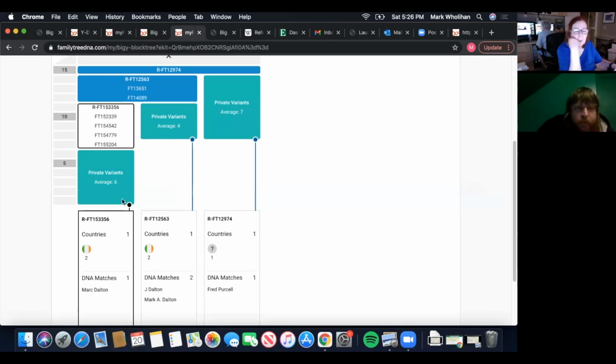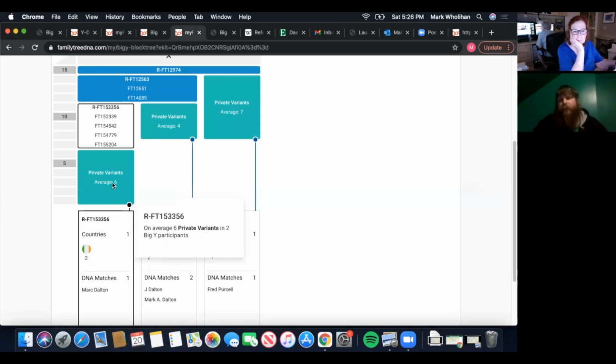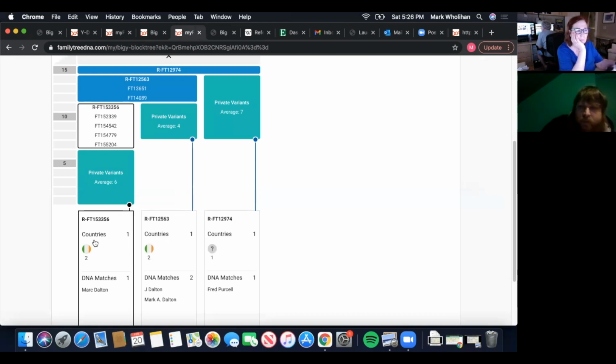FT153356. So it says that you have an average of 6 private variants. That means that you have about 6 and Mark has about 6. You might have 7, he might have 6, something like that, but we could count them and figure it out if you wanted.